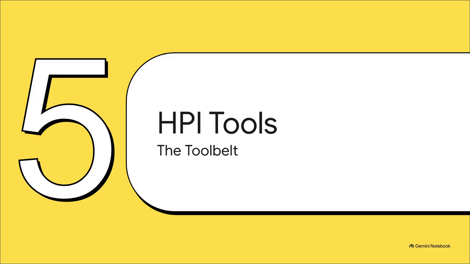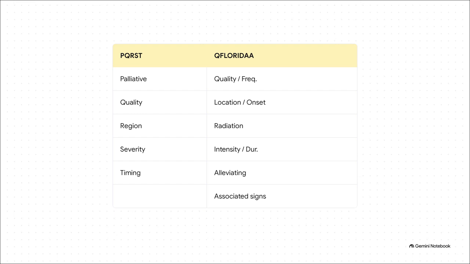Which brings us to Section 5, Tools for HPI Documentation, the Tool Belt. Now, to avoid missing any of those CMS elements in the middle of a chaotic, busy clinic, clinicians heavily rely on clinical mnemonics. A super popular one you probably know is PQRST, which stands for Palliative, Quality, Region, Severity, and Timing. It's a fantastic tool and very quick for pain complaints.